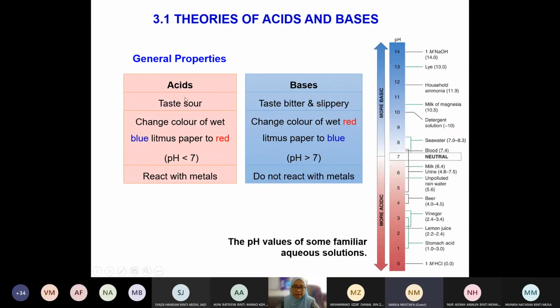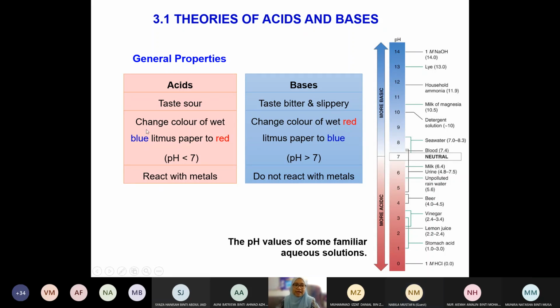Okay, general properties. Everybody knows about this. Acid has a sour taste, and it has the ability to change the color of wet blue litmus paper to red. What do we call that? The litmus must be wet first. It is a wet litmus paper.